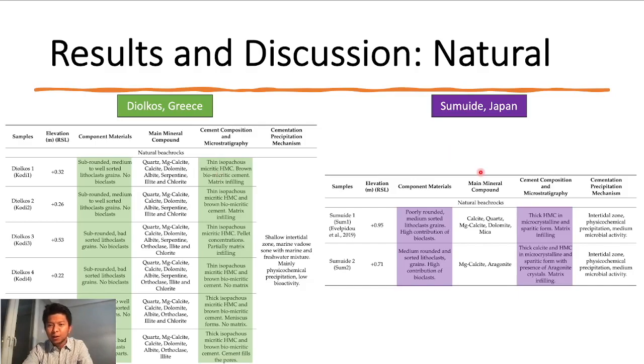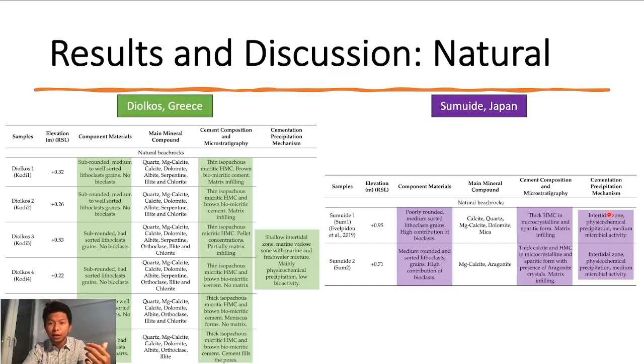While for the case of Sumuide Beachrock in Japan, it's a different case because it's characterized by a well-developed coating of micritic HMC with an abundance of sparitic calcite crystals and aragonite of up to 20 micrometers in size. The calcareous sediment composition of the Sumuide site favors the formation of calcite and coarse needles of aragonite, which occasionally were recrystallized and formed smaller sparitic crystals. The coexistence of these different types of cement indicates a low intertidal or upper subtidal zone precipitation, as it's mostly affected by the marine environment.